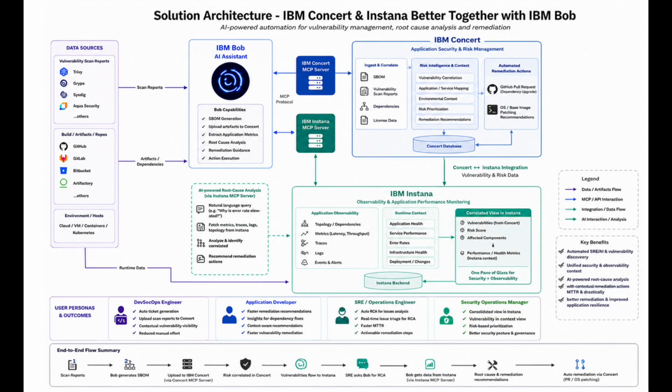Concert serves as the central intelligence layer, correlating vulnerabilities, dependencies, and business context to prioritize risk and drive automated remediation. IBM Instana enriches these vulnerability insights with real-time observability data, helping identify which issues actually impact applications. IBM Bob integrates with Instana MCP server to retrieve application runtime metrics and identify root cause of the issue, and then helps with remediation of those. Together, they enable faster root cause identification, risk-based prioritization, and automated remediation.